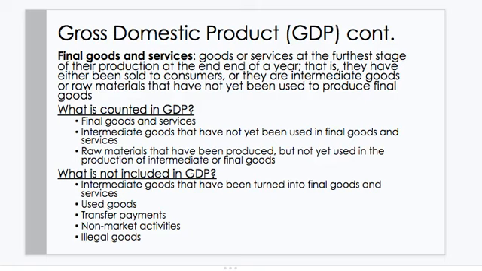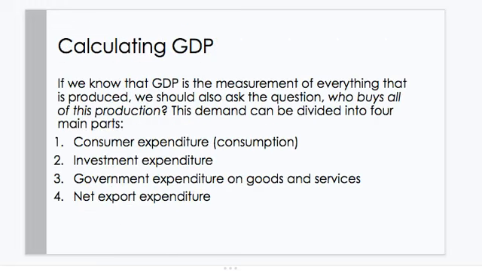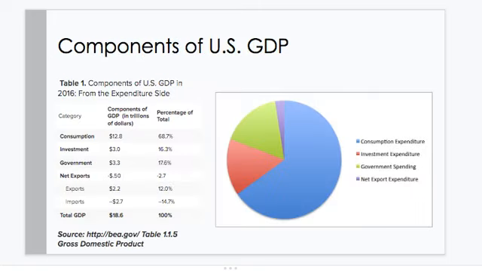What is not included in GDP? Intermediate goods that have been turned into final goods and services, used goods, transfer payments, non-market activities, illegal goods and services. Calculating GDP. If we know that GDP is the measurement of everything that's produced, we should also ask the question, who buys all of this production? This demand can be divided into four main parts: consumer expenditure, consumption; investment expenditure; government expenditure on goods and services; net export expenditure.